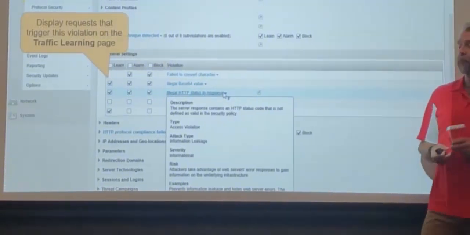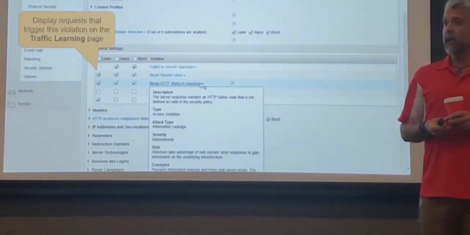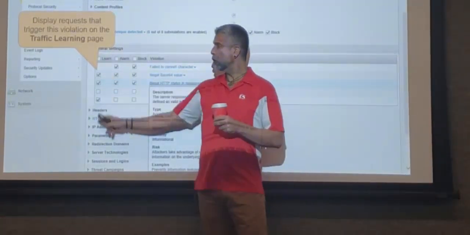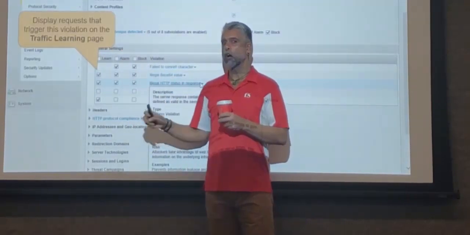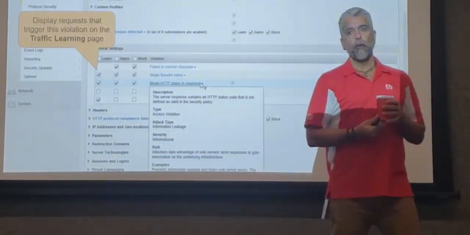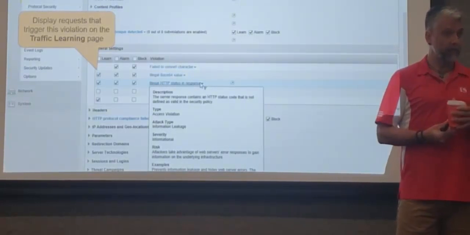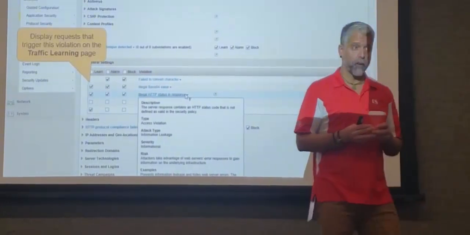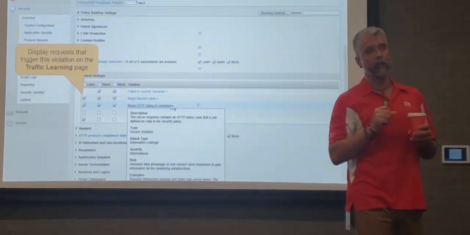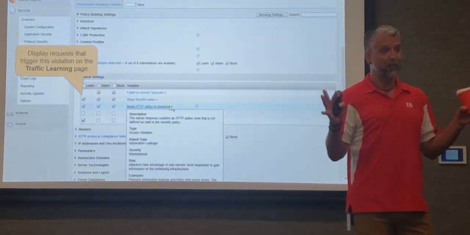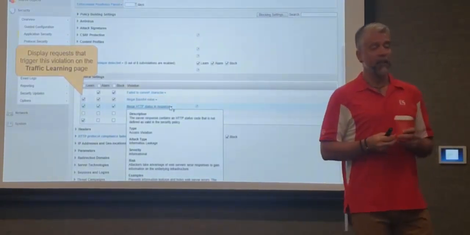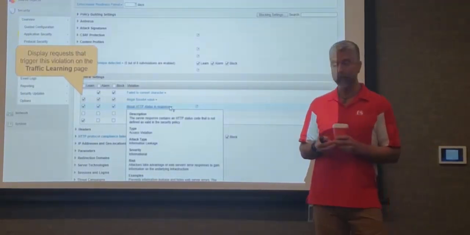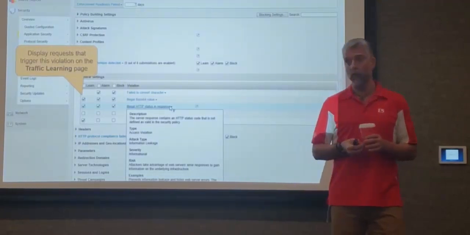That's kind of cool. So let's talk about these three checkboxes, or four. That's the important part of the learning and blocking settings page. We have the learn column, the alarm column, and the block column. For any one of these violation types, I can ask ASM to tell me every time a request comes in that triggers that violation. Doesn't mean it's malicious. It just means it triggers that violation. So I can ask ASM to tell me every time it sees a request that does that. And that's what the learn checkbox is going to do.